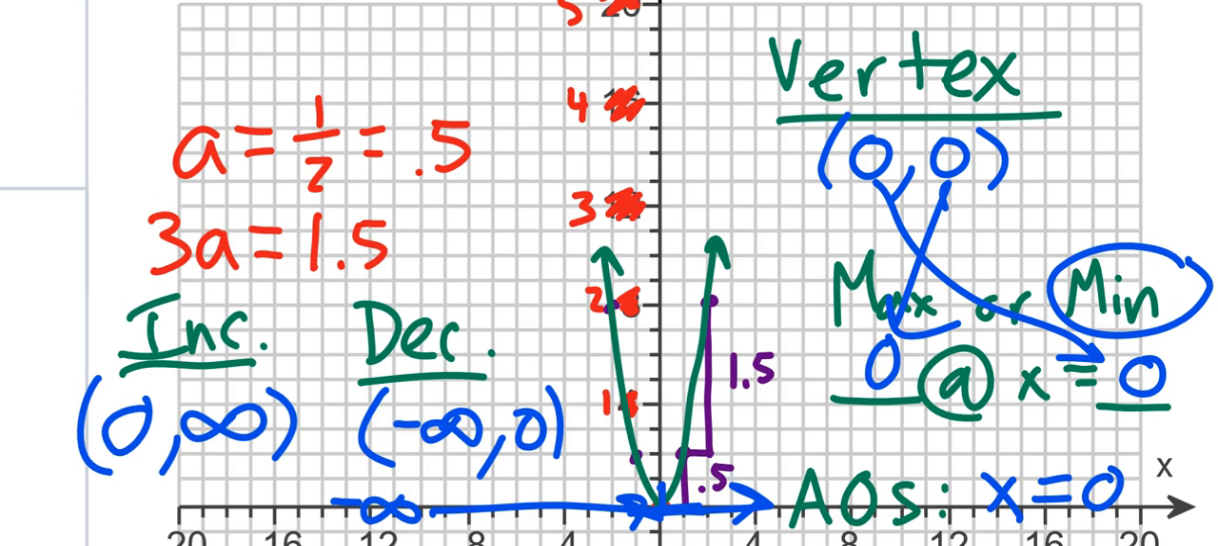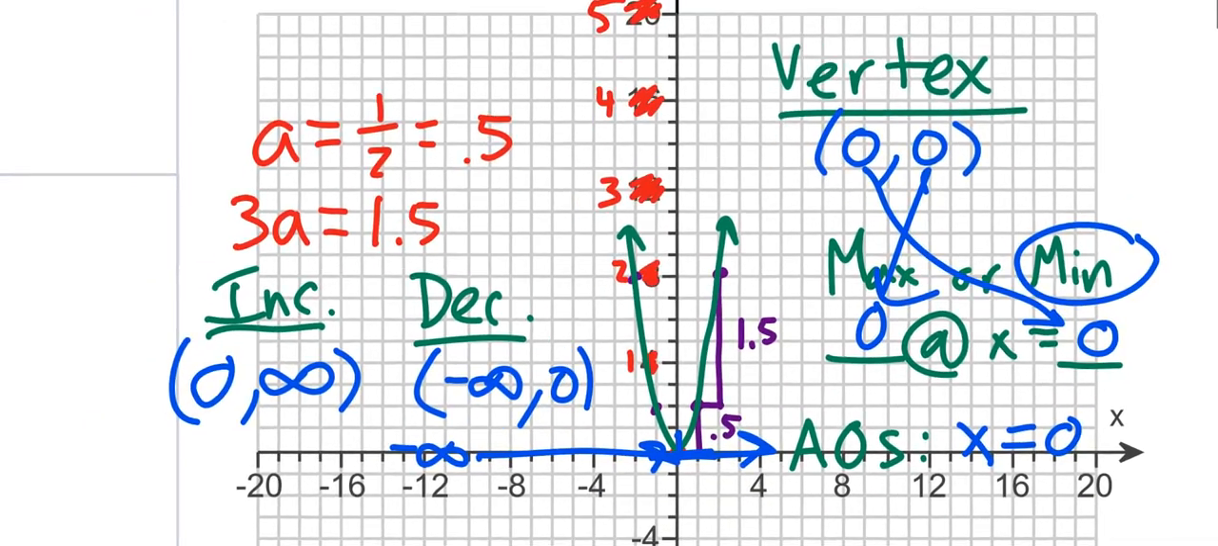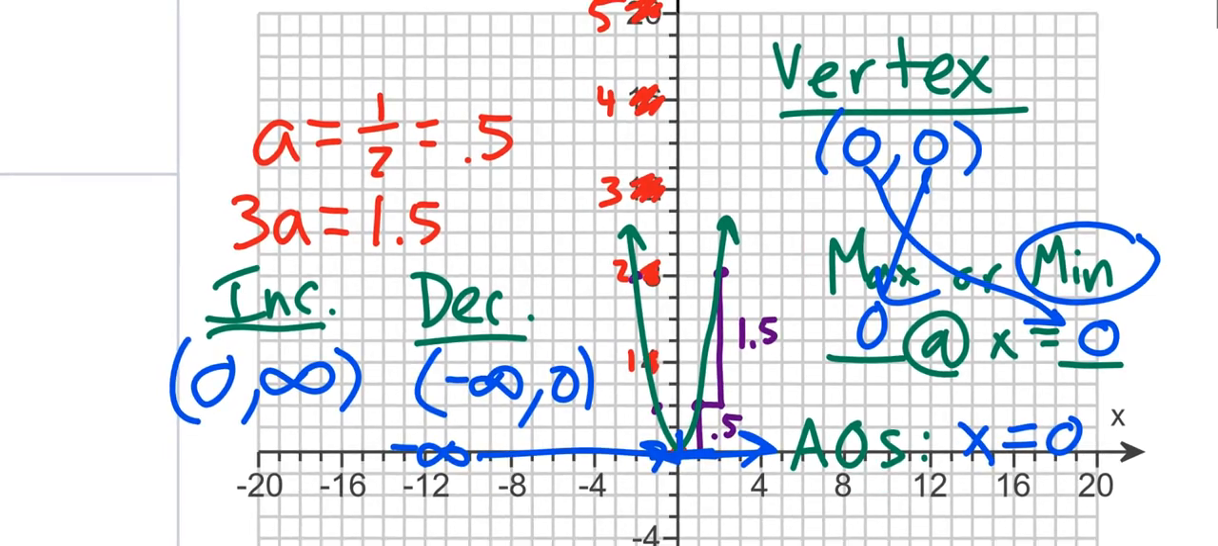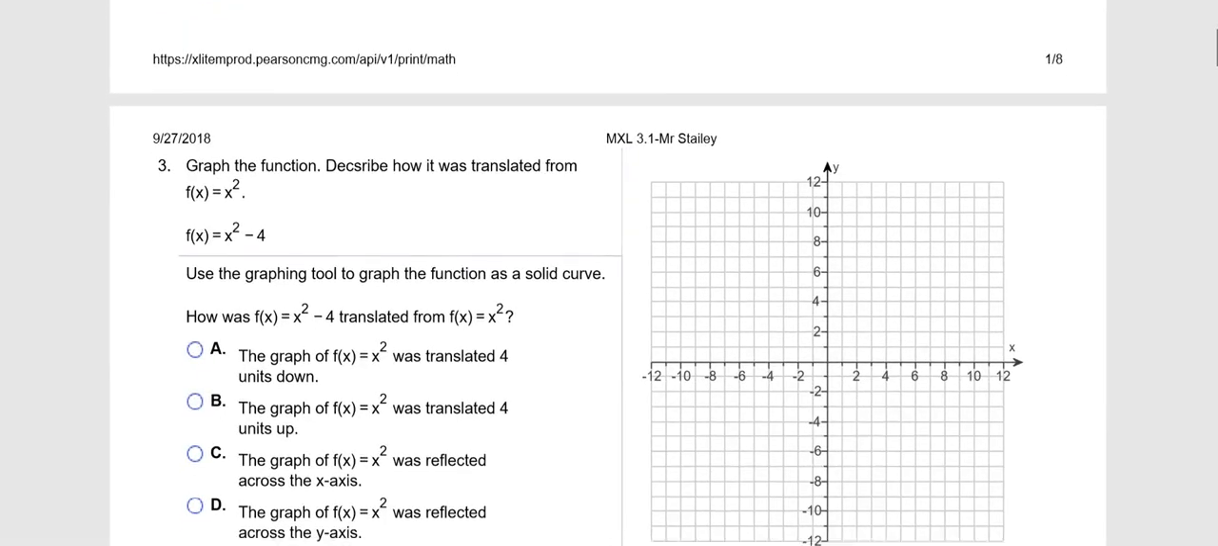So those are the main questions I'm going to be asking you about this parabola. Anybody need any more time copying that down, or do you have it? Okay. Let's move on to question 3.